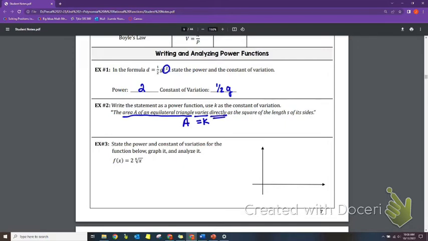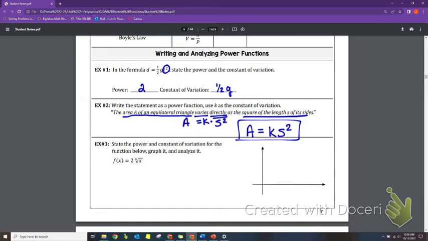Directly means to multiply, so K times what? The square of the length S of its sides, so S squared. So we end up with the equation A equals K S squared. And that's all it wanted us to do there, was come up with our equation, or the statement as a power function.